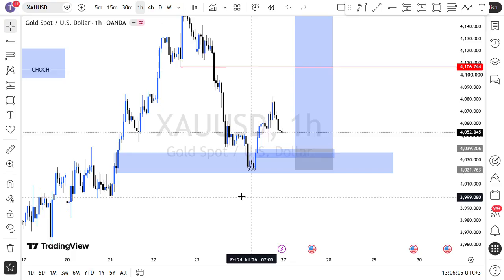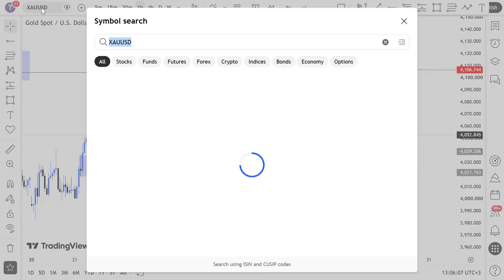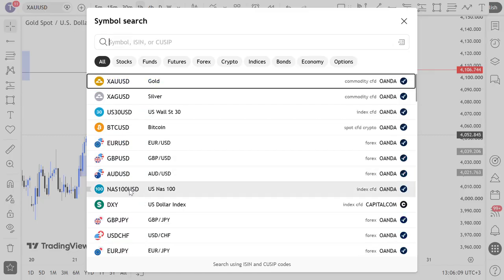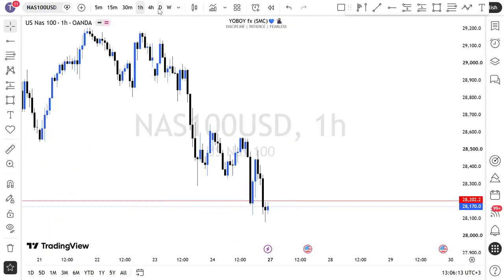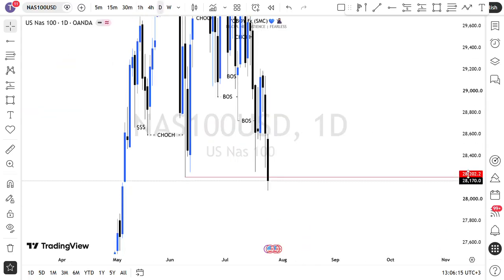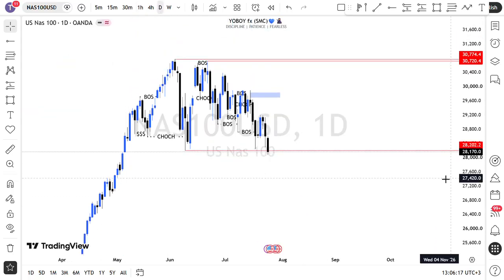So that is it, guys, on gold. Let us be very keen on that, and we take that opportunity once price comes into that area and gives us what we want to see before we take any trade opportunity.